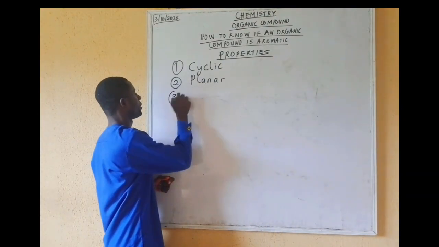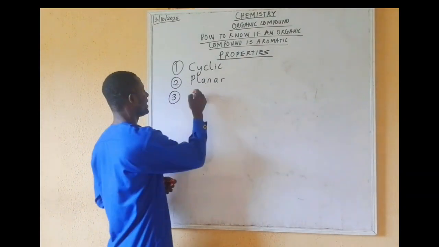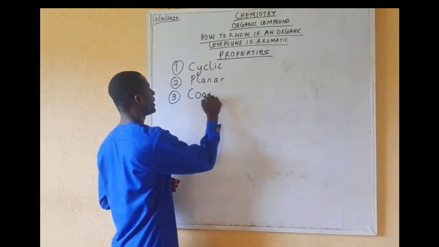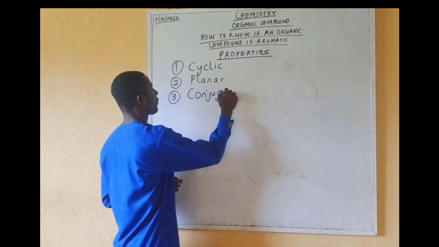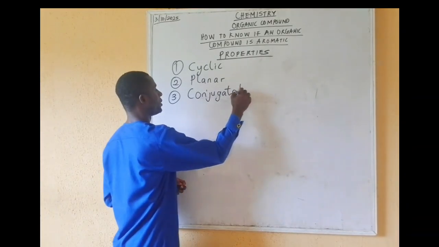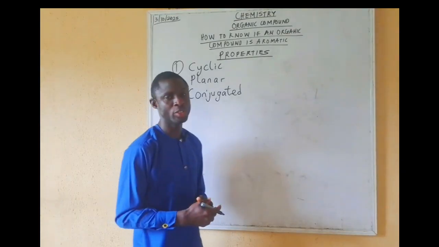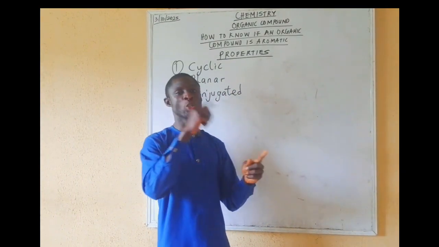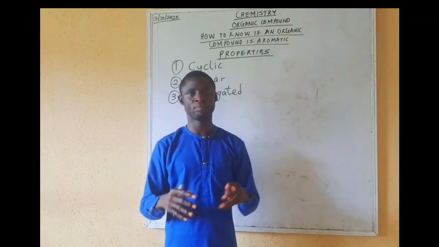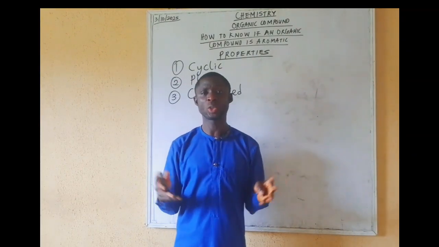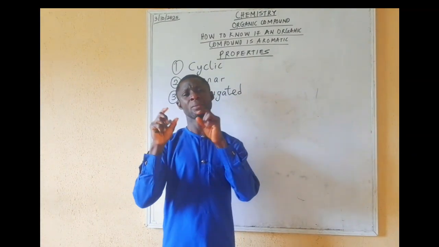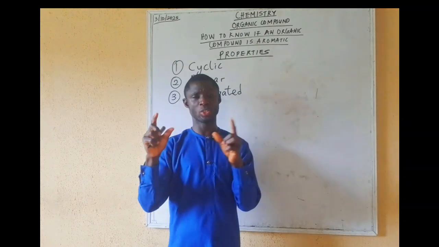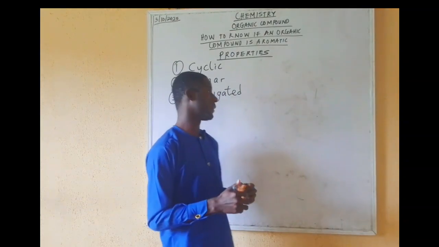Number three property of an aromatic compound is that it must be conjugated. What does it mean to be conjugated? It means that it must have alternating single bond to double bond. In the structure of that aromatic compound, there must be alternating single bond to double bond.